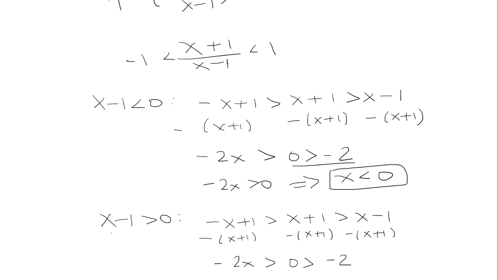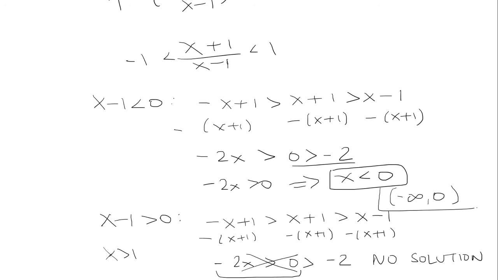But since x minus 1 is positive, that means x is greater than 1. So if I look at this case, negative 2x, since x is greater than 1, negative 2x is negative. So it cannot be greater than 0. That does not make any sense. And so in this case, there is no solution. Right? We cannot solve this. So for the domain, we're going to say that x is less than 0, or in interval notation from negative infinity to 0. And that is our domain.